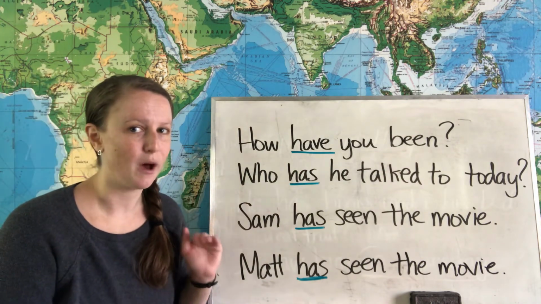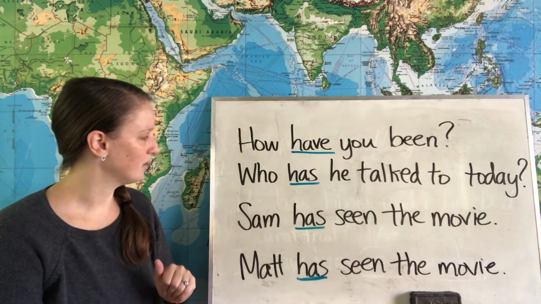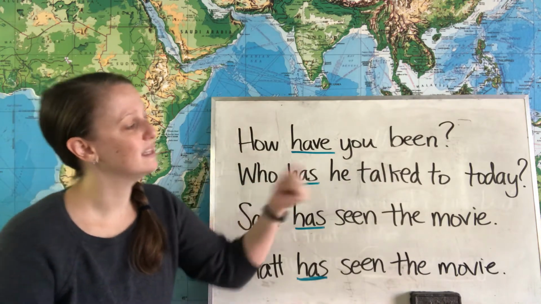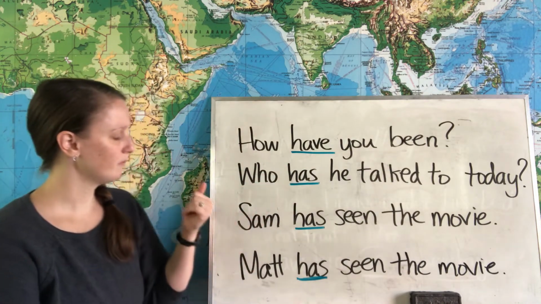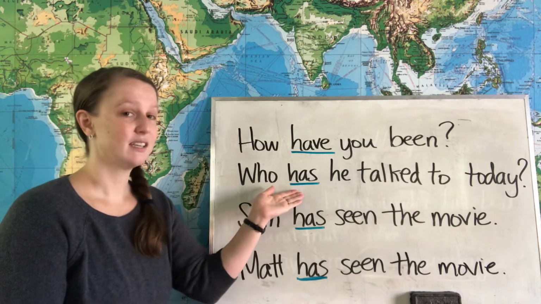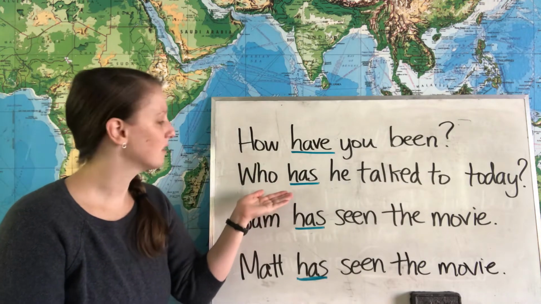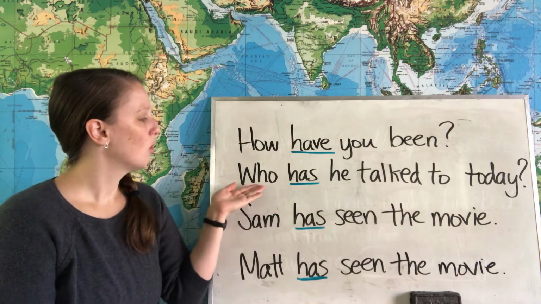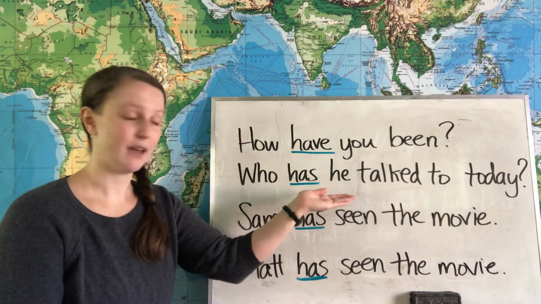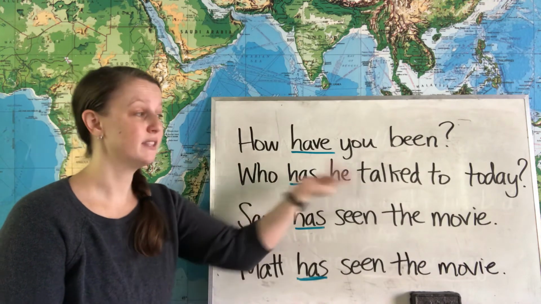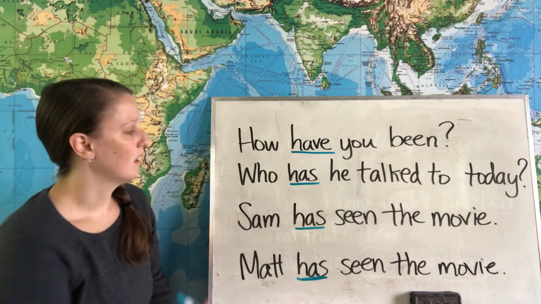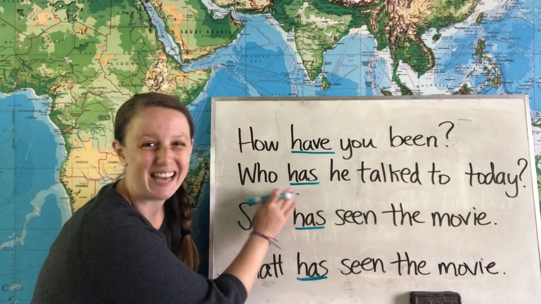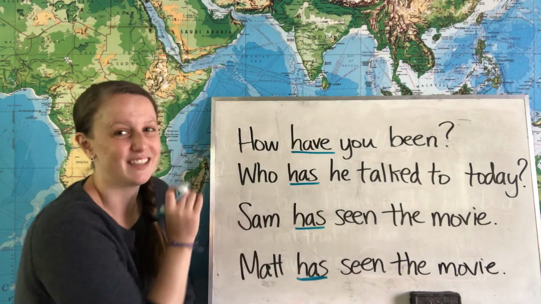Has is a little bit more complicated. So let's look at our examples. Who has he talked to today? In this case, the has is going to sound like z or is. Who's he talked to today? Or who is he talked to today? It makes that sort of Z sound or is sound.